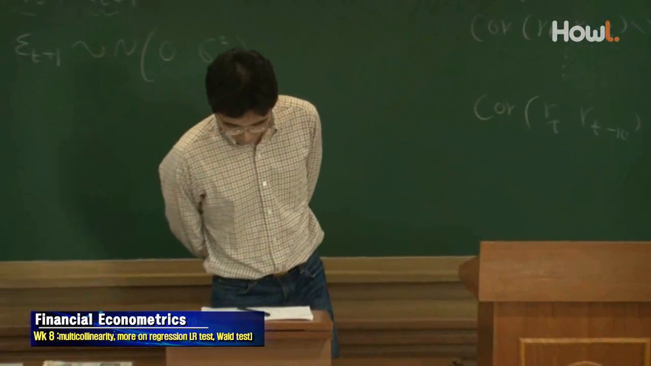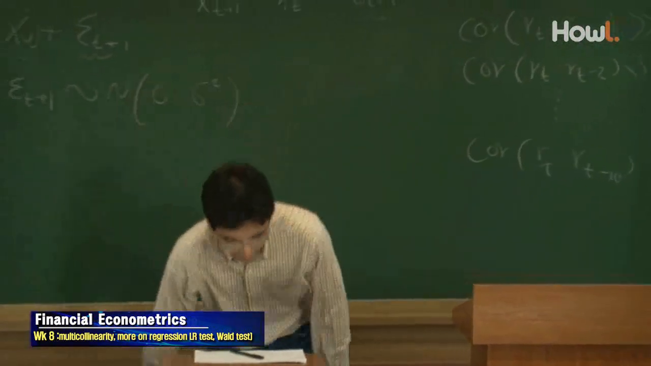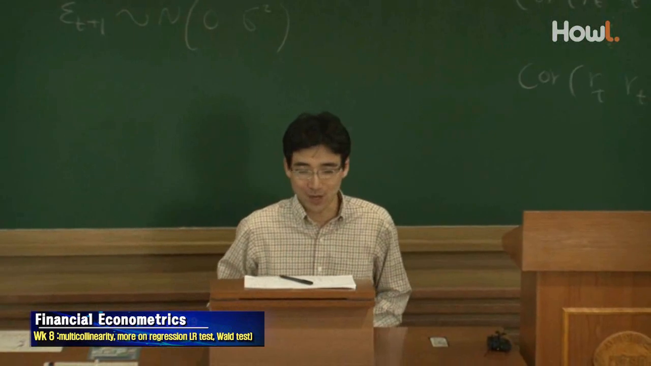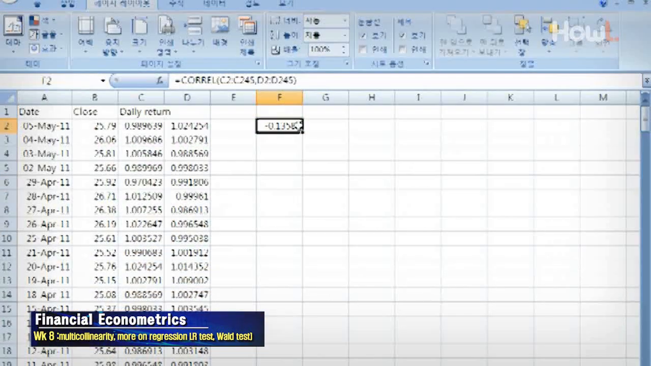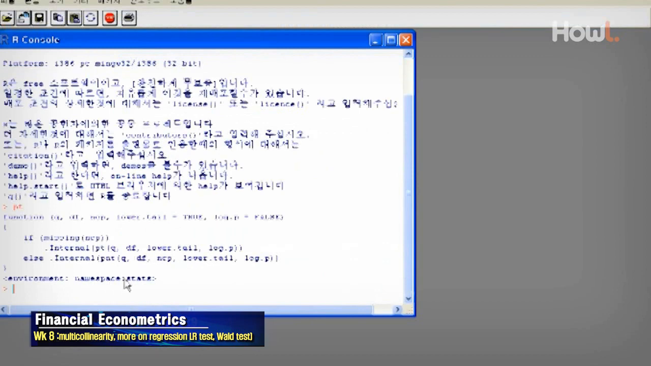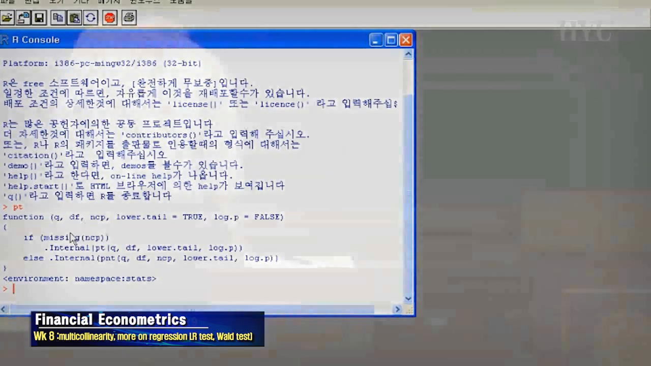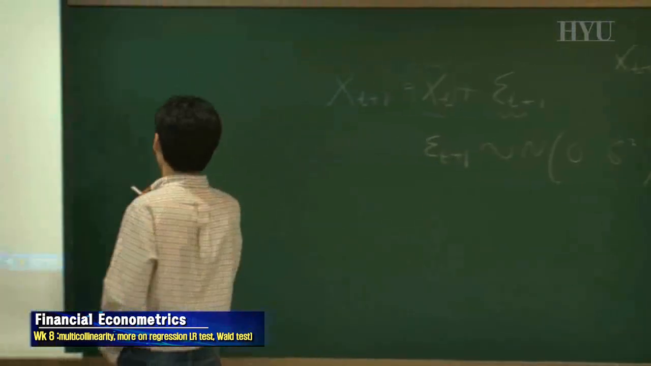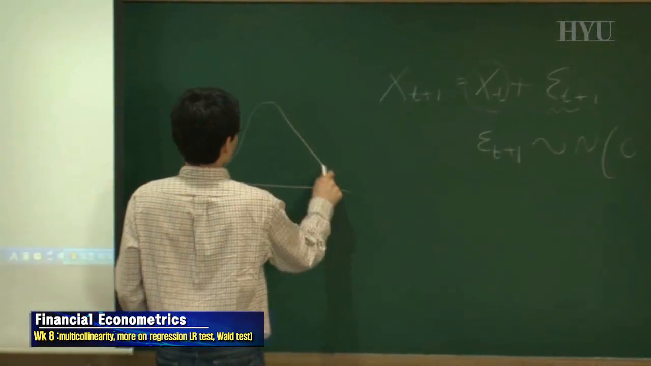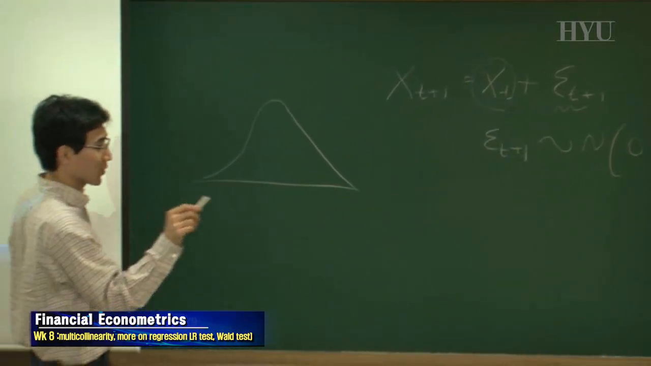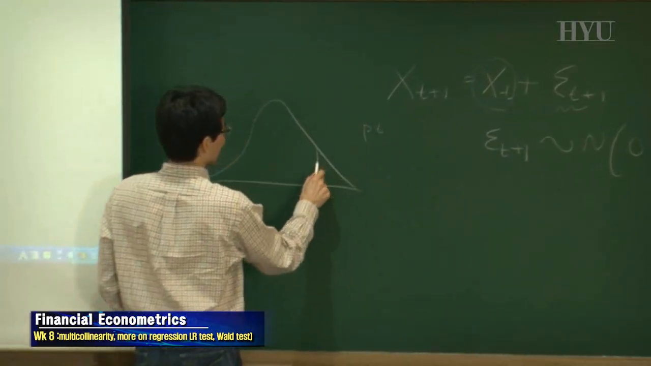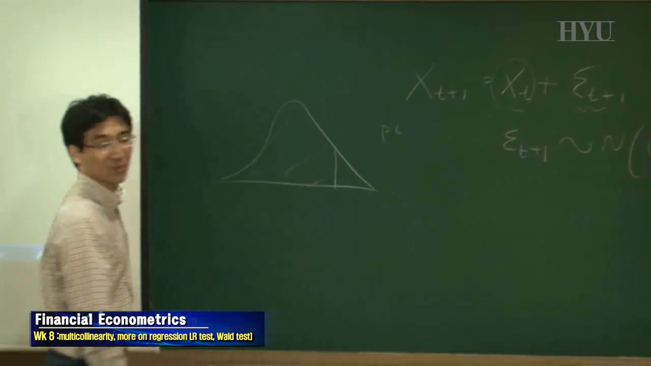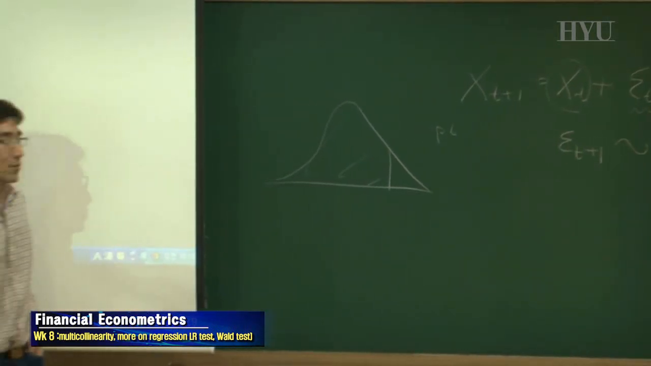I think to know the significance, this is the formula. PT is basically the cumulative distribution function of the T distribution. The T distribution looks like this, and that PT function gives the size of this area.